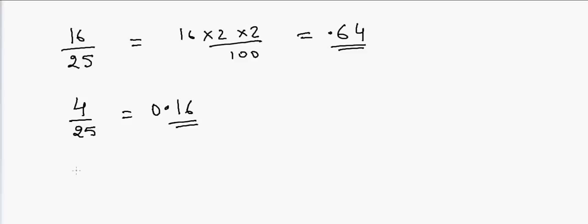Again, another example is if I have 44 to divide by 25. So 44 into 4, that's what we have to do. 44 into 2 is 88, and 88 into 2 will be equal to 176. So the answer will be equal to 1.76.